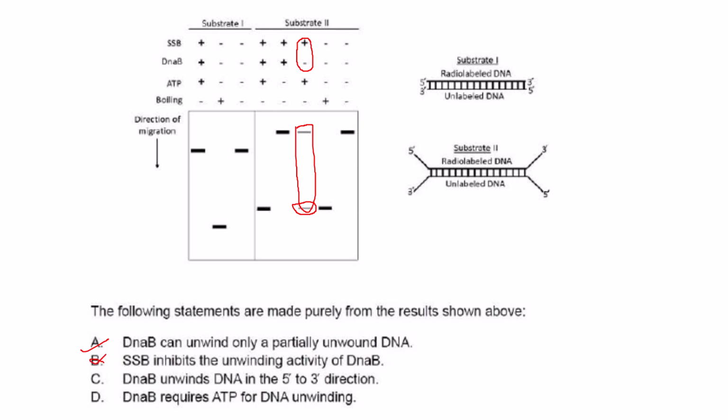That is not correct. Then, DnaB unwinds DNA in the 5' to 3' direction. You cannot come to that conclusion from this experiment. Here if you see, this side is also open, this side is also open. So you cannot come to that conclusion based on this experiment. Then, DnaB requires ATP for DNA binding. That is also correct based on this lane. The ATP is not added, DNA is not unwound. It is in the double-stranded form itself.